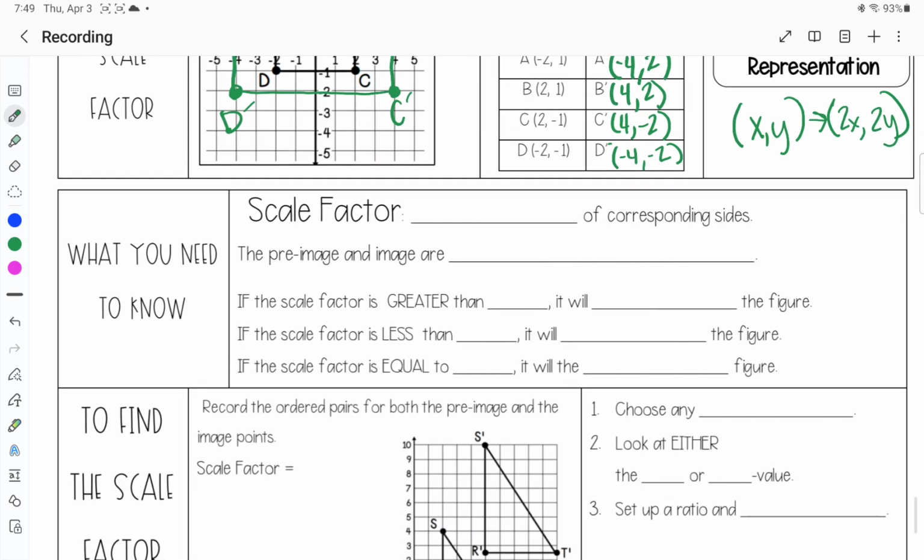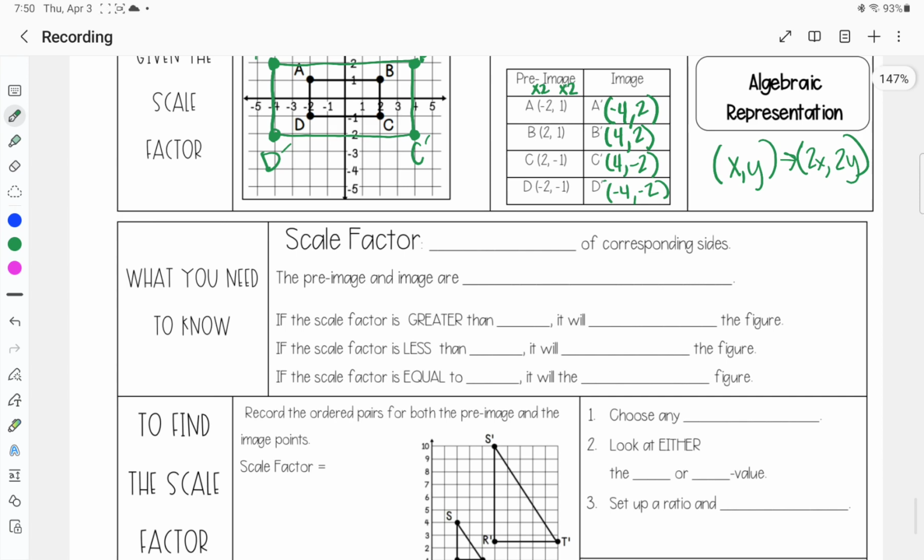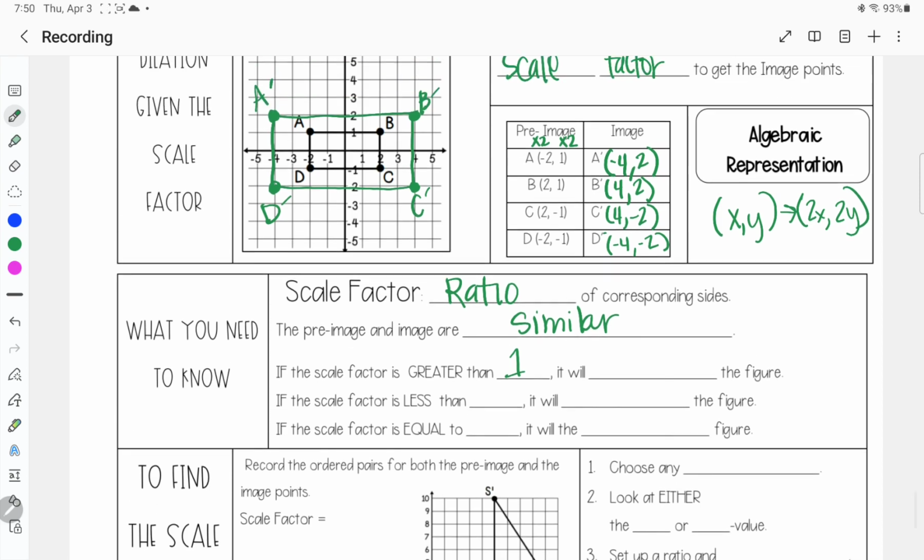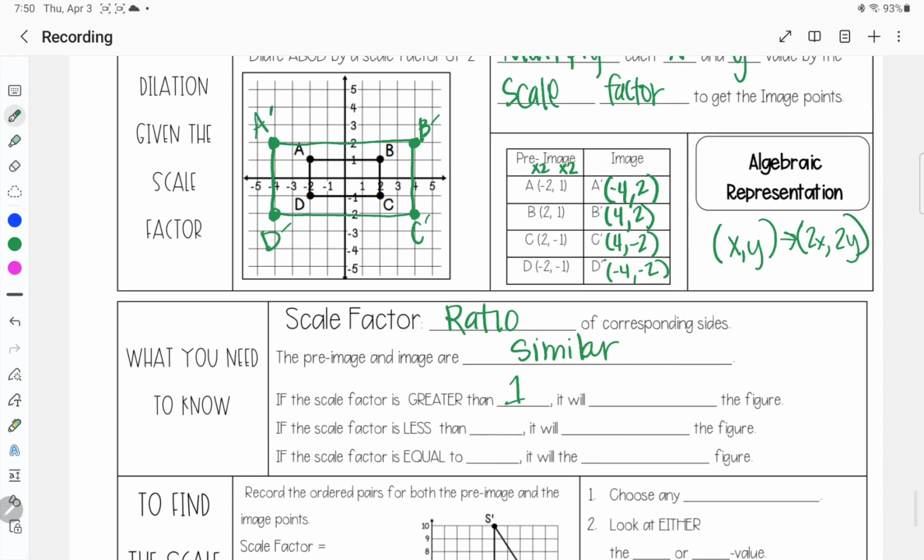All right, now, why do we need our scale factor? The scale factor is a ratio or a fraction of corresponding sides. So the pre-image and image are similar. They're not congruent, they're similar. They're the same shape, but different sizes. If your scale factor is greater than 1, like on this one right here, where we had a scale factor of 2, then the figure is going to get bigger. So it will increase the figure.